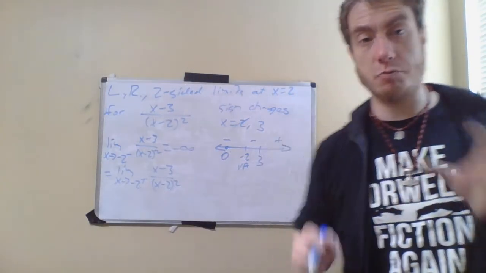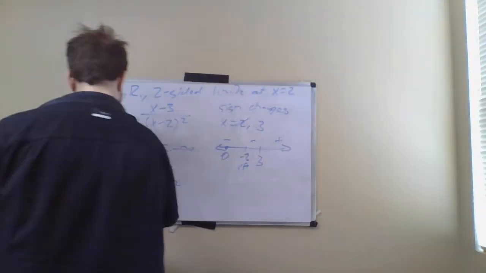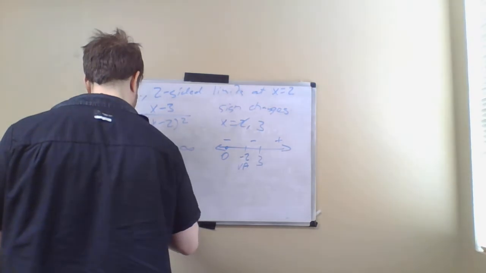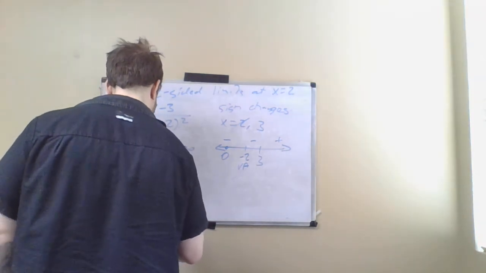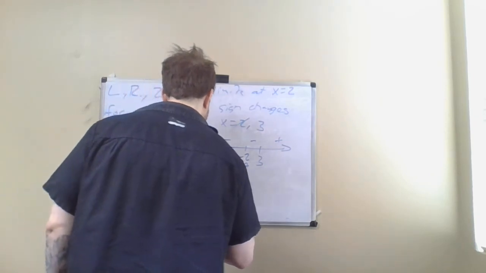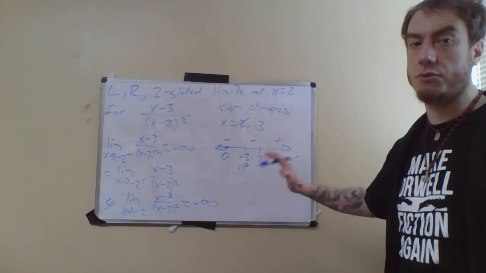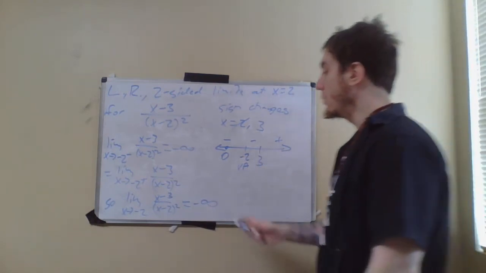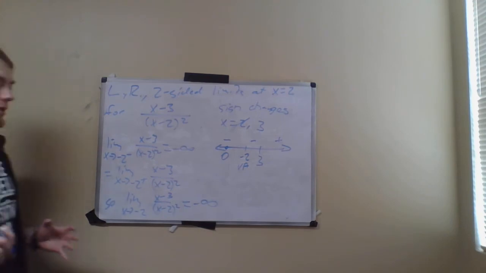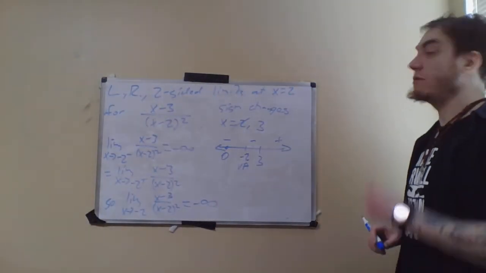And that means, because it's blowing up in the same direction on both sides, we can say that the limit as x approaches -2 of (x minus 3) over (x minus 2) squared is equal to negative infinity. So because it does the same thing on both sides, and that's important, we can say that this is negative infinity. So there are two examples of working out infinite limits.